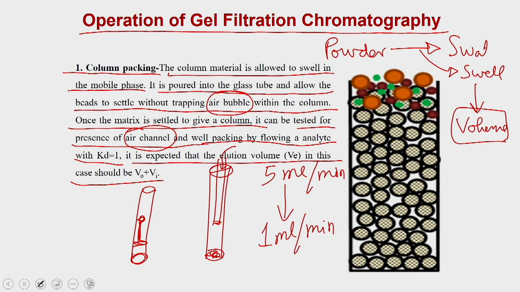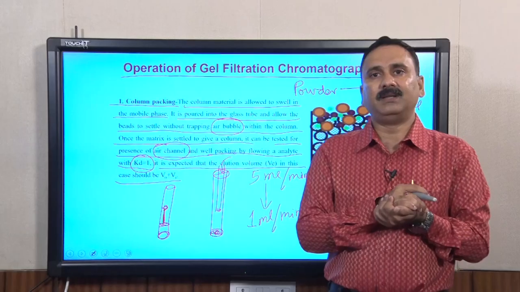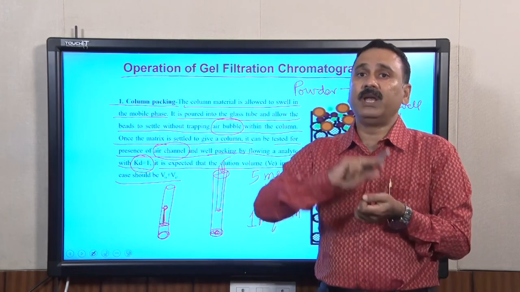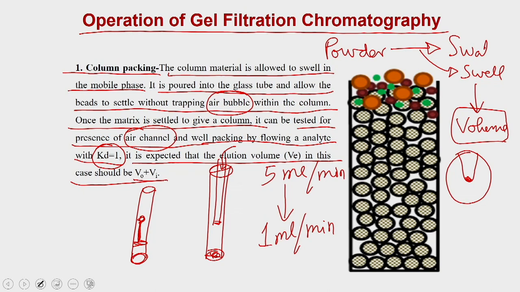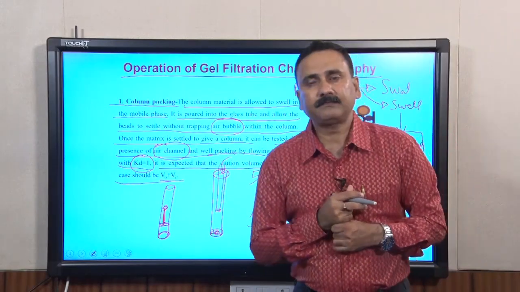Now if you would like to test that, you have to pass through a material which is of KD equal to 1. And if you remember, we have said that what is meant by KD equal to 1 is the molecule which is going to sit at the bottom of that particular pore, and that should take the amount of time which is equivalent to VO plus VI, which means it should travel all the way from the top to bottom.